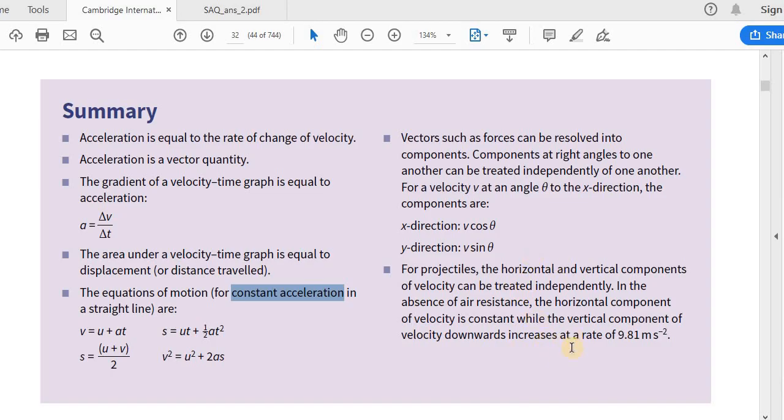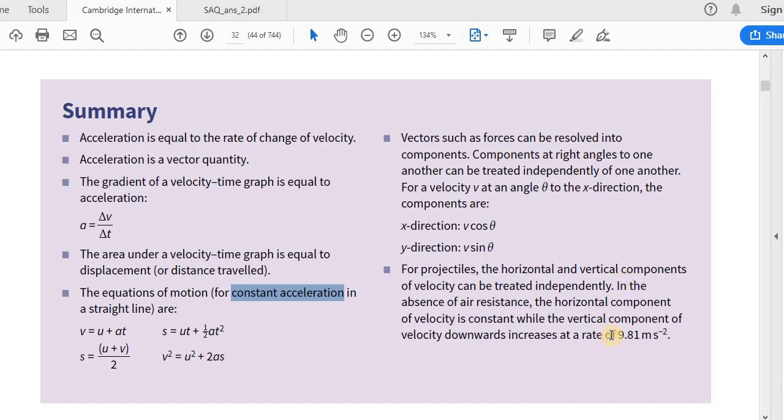Now this last part: if you throw a projectile, an object moving in the air, and there is no air resistance, the acceleration is vertically downwards, and it is the acceleration of free fall, which is 9.81 meters per second squared. In the O-level classes or IGCSE 9-1 classes, you would have used 10 meters per second squared, but in this A-level class we are using 9.81, because 10 is an approximated value.